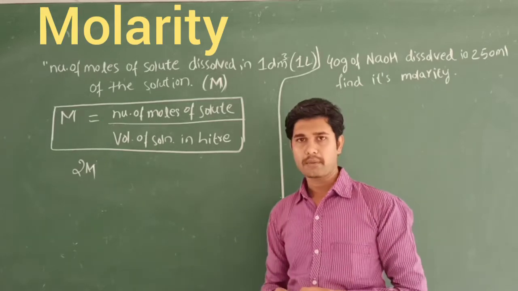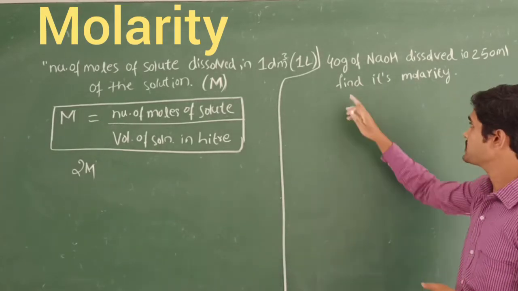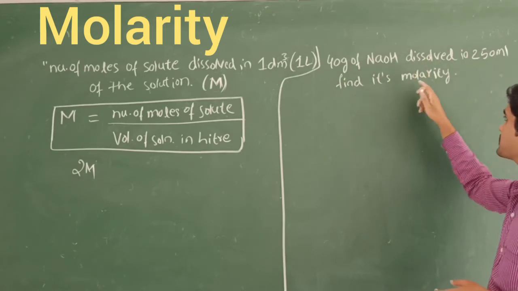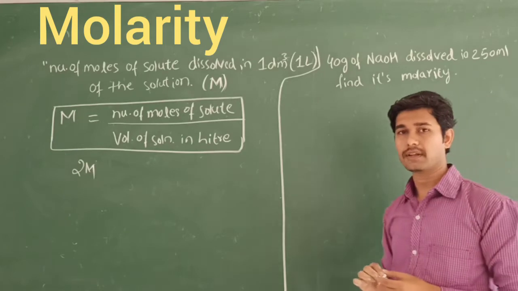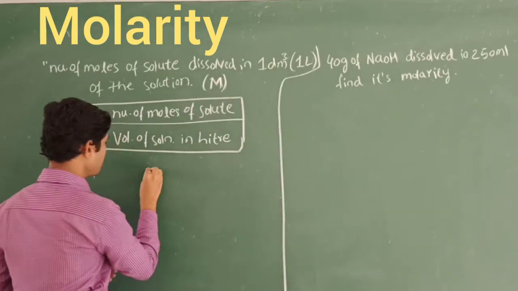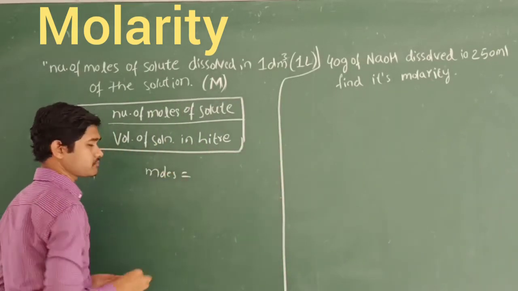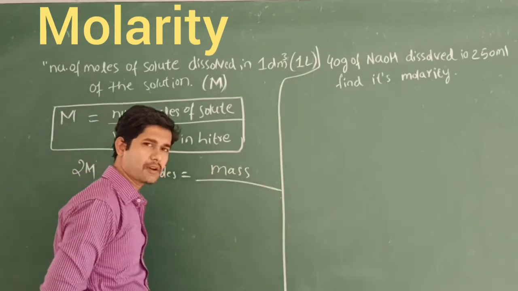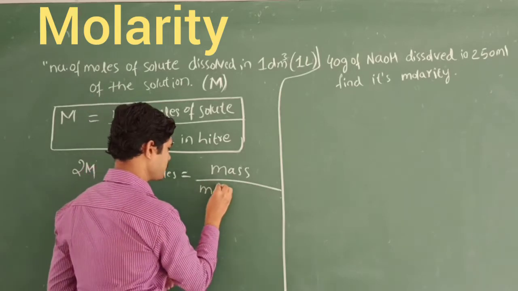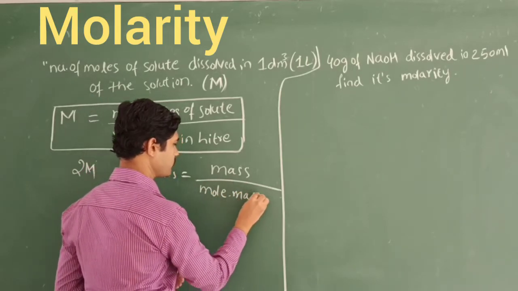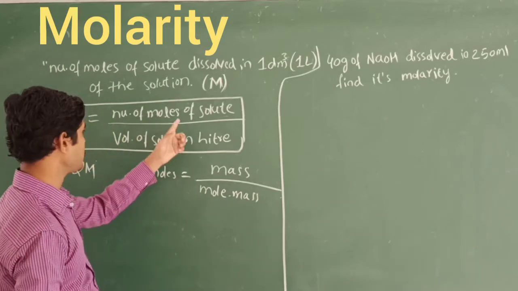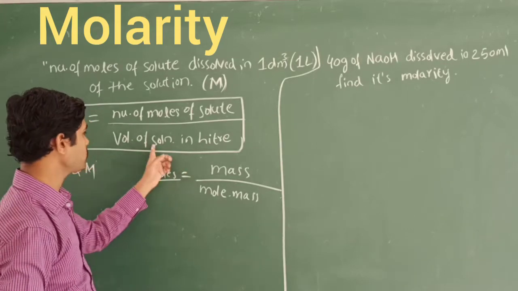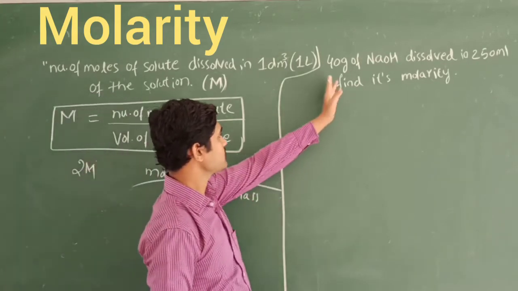So let's see one problem based on this molarity: 40 gram of NaOH dissolved in 250 ml, find its molarity. And one more term we should know, that is moles. So what is the moles formula? Moles is nothing but mass of a substance divided by molar mass or molecular mass, both are same. So first we should know the moles, because as the formula needs the number of moles, first we should find out the number of moles, then we take it in 1 liter solution. So let's see the formula.